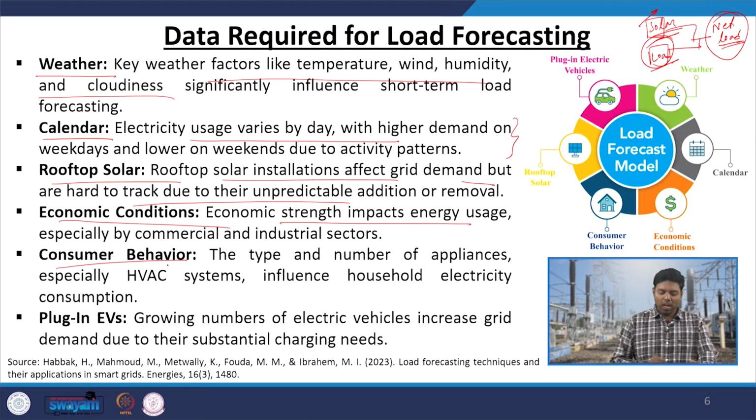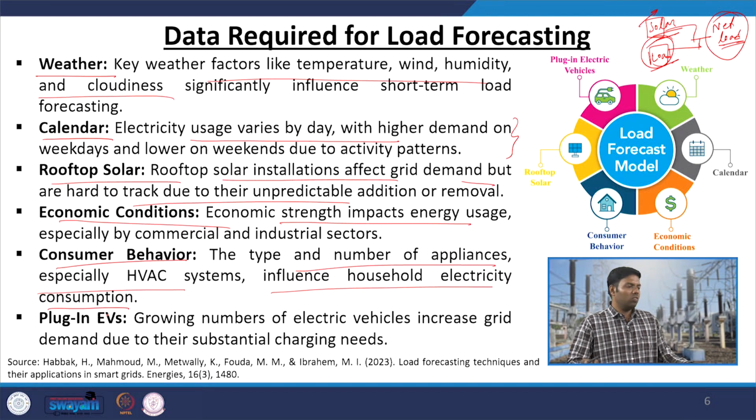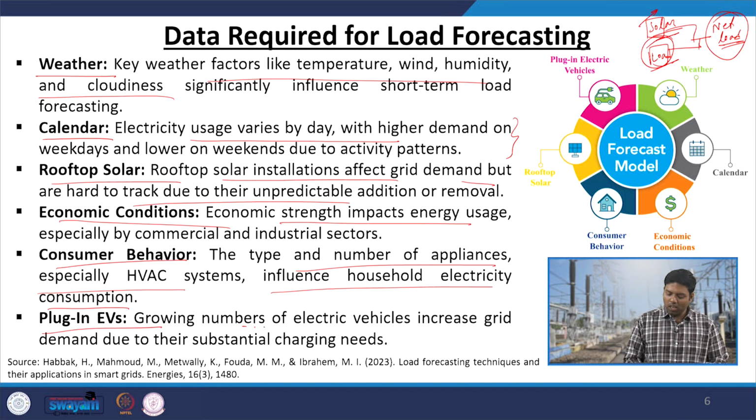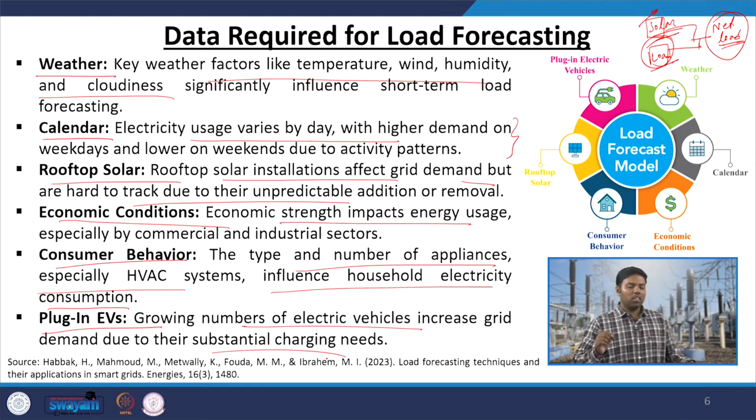Then consumer behavior: the type and number of appliances, especially AC systems, influence household electricity consumption, and that data you also need. That is the behavior of the consumers. Then obviously the new type of load, that is your electric vehicle. So, how many electric vehicles you have in your network, or are going to be added in the evening when they come back from work, that data you also need.